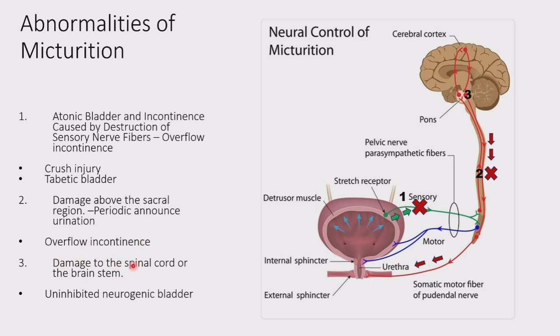And the last abnormality is damage to the brain and the spinal cord itself. Remember that your pons is the one that inhibits your micturition reflex. Without that pons, you do not have an inhibition to that reflex. Thus, even a small quantity of urine can stimulate your micturition reflex, promoting frequent urination, a condition known as uninhibited neurogenic bladder.